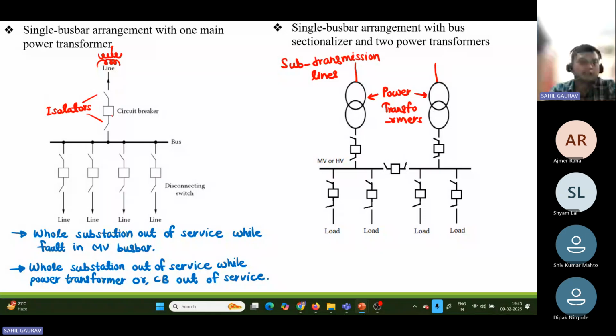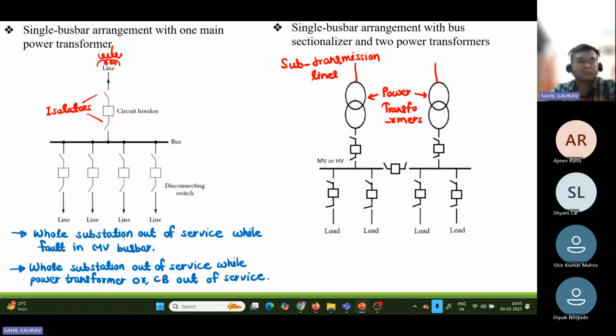Since this is normally open type, that means this transfer bus is not energized, and it is energized through this tie breaker by the main bus during the circuit breaker maintenance. Suppose this circuit breaker is going under maintenance, then by closing this tie breaker and energizing the transfer bus, you can provide power to the feeders through this transfer bus. So this is the use of the transfer bus.